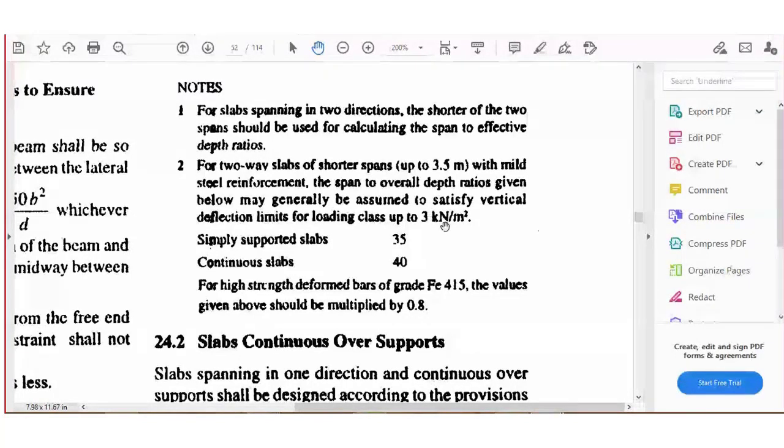So if span is less than 3.5 meter and load is up to 3 kilonewton per meter square, how can you select your effective depth? Your Lx by D is equal to 35 for simply supported slab, and for continuous slab it is 40. But this 35 and 40 is applicable for mild steel. And for high strength deformed bar, you have to reduce this 35 and 40. You have to multiply it with a factor of 0.8.